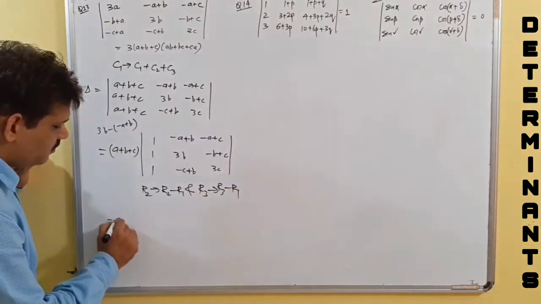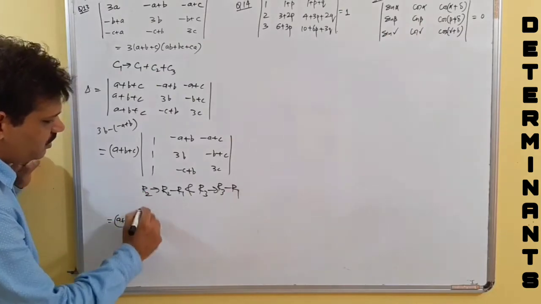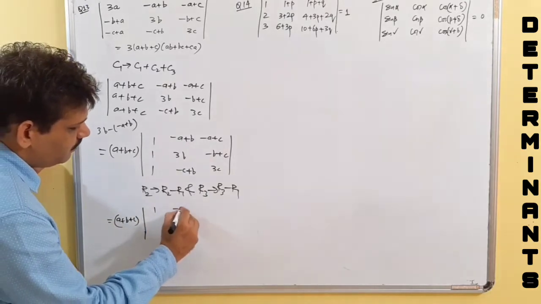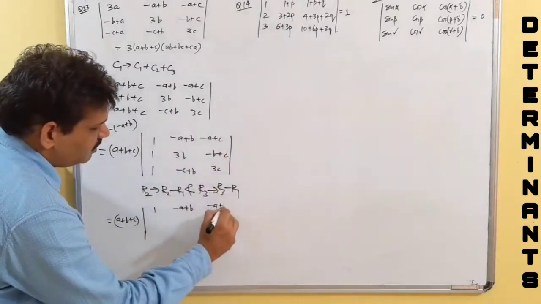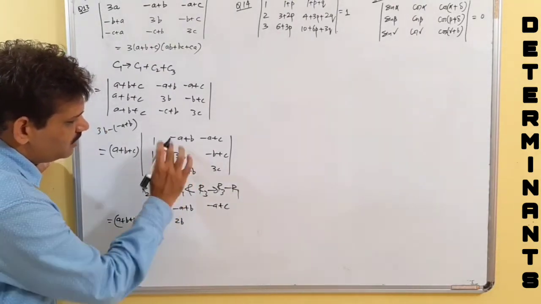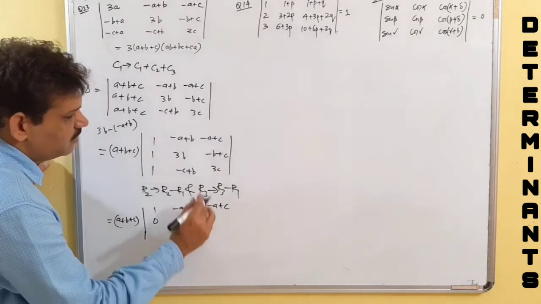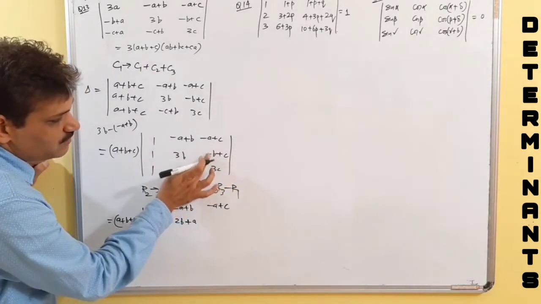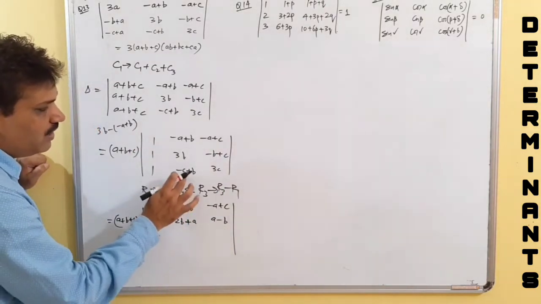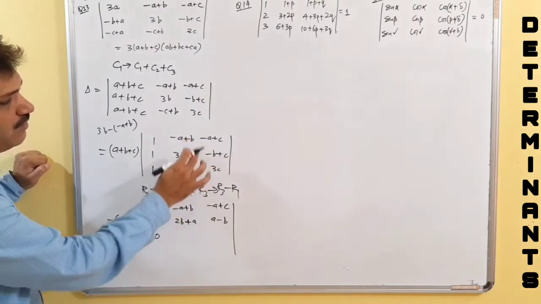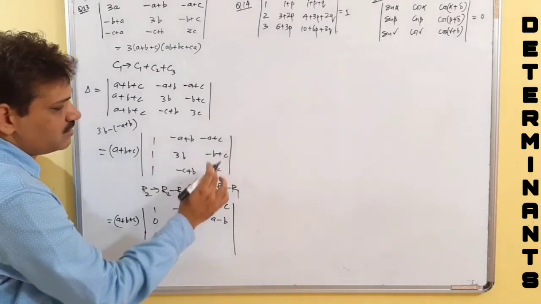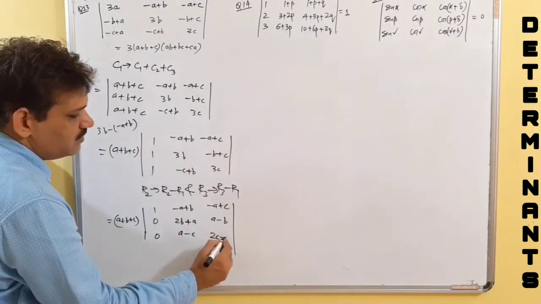This gives us A plus B plus C times, on applying these two transformations, R1 stays the same, 1, minus A plus B, minus A plus C. 1 minus 1 is 0. 3B minus B is 2B, minus of minus A is plus A. This minus this, C will be cancelled out, minus B plus A. So that can be written as A minus B. 1 minus 1 is 0. This minus this, B will be cancelled out, minus C plus A. So that is A minus C. 3C minus C, that is 2C, minus of minus A is plus A.